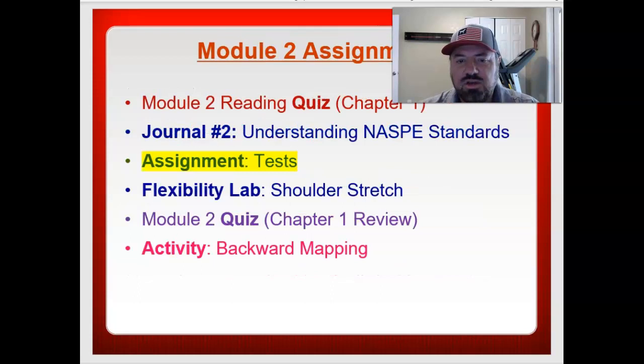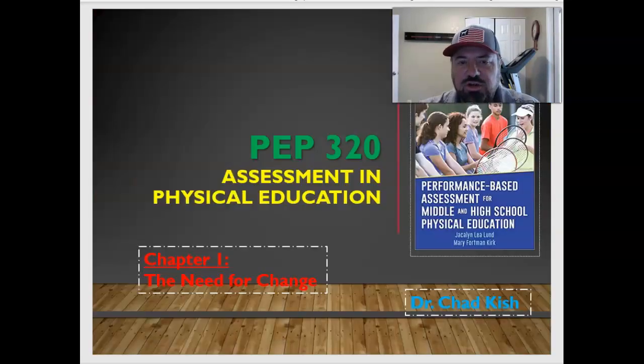What are our assignments? We already did the first 2. The highlighted one, the assignment test, I just went over. It's due after this video lecture. We will do the flexibility lab, which is the shoulder stretch, in class next time. We will meet in class. The Module 2 quiz is our Chapter 1 review. We had a reading quiz at the beginning, and this will be a Chapter 1 review quiz that will cover both the reading and the lectures. Then we will have one more culminating activity that I'll explain next time in class, which is our backward mapping activity.